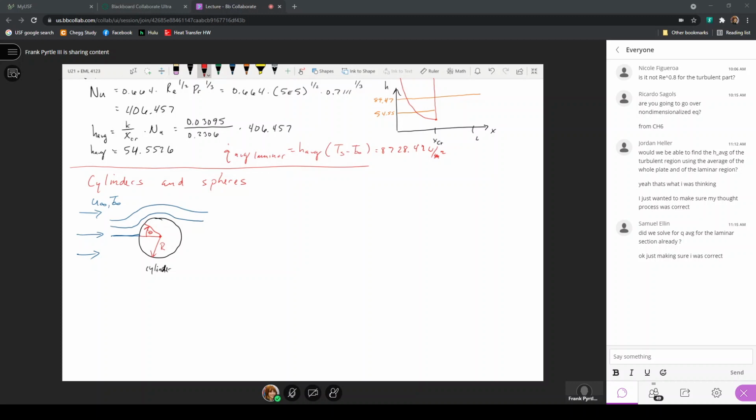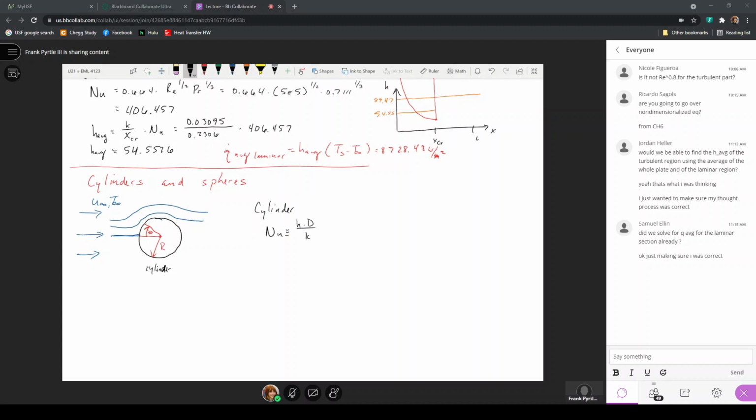So we have different correlations for cylinders and spheres, but both of them are used to find average heat transfer coefficients that exist over the entire surface of the object. Now, for a cylinder, the expression is that the Nusselt number is defined as h times D over k.